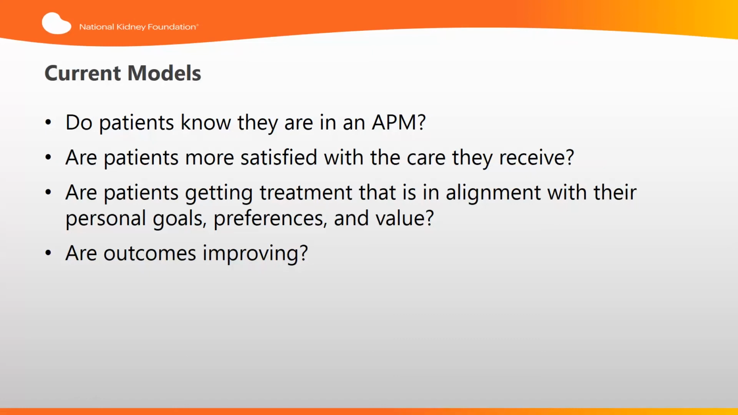And then, do we know if outcomes are improving? I think we've seen mixed results from different models as to whether outcomes are improving or not. Certainly, from the models that have results, they're not getting any worse. But are we seeing true improvement in outcomes? I think that still remains a question.